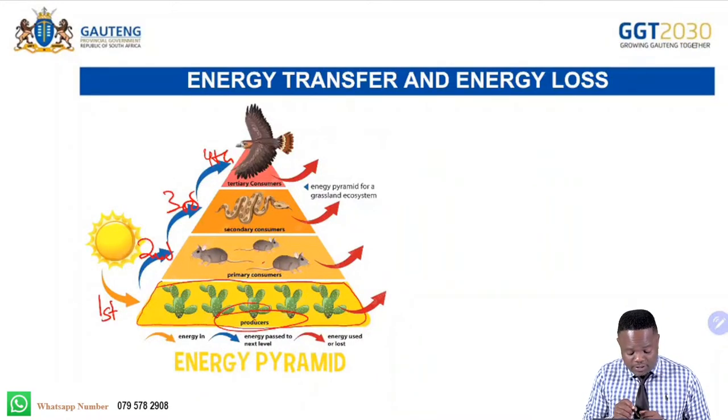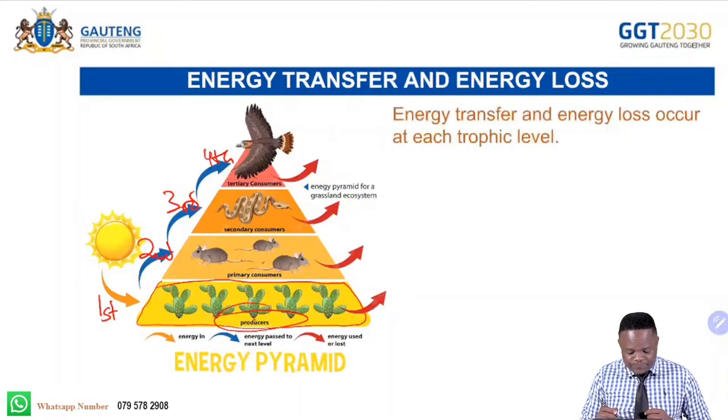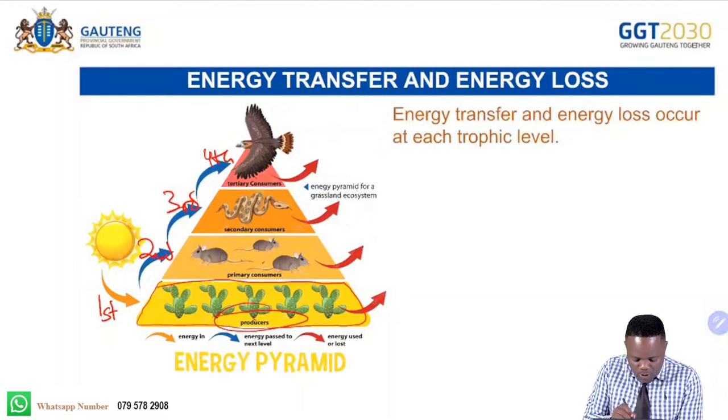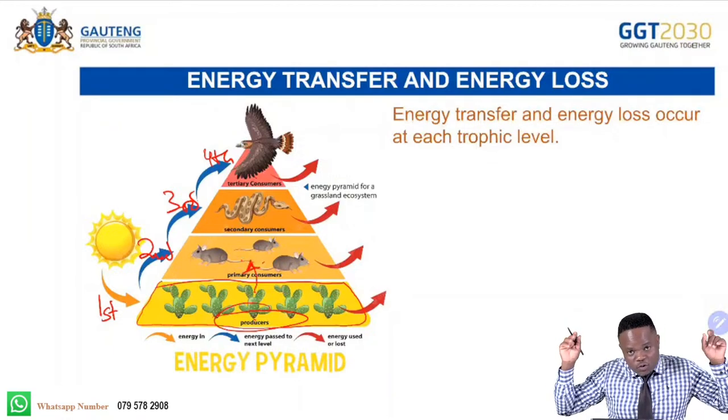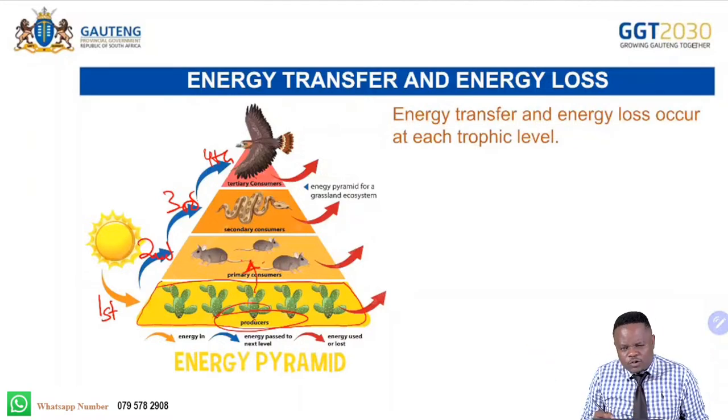Are you getting that point? And then the secondary consumers in turn have less energy compared to the primary consumers. And the ones with the least energy are the tertiary consumers. Right? I hope that is making sense. And why is it so? Because moving from one trophic level to the next, energy is lost, in quotes. Some energy is going to be lost. It will not flow to the next trophic level. Are you taking note of that?